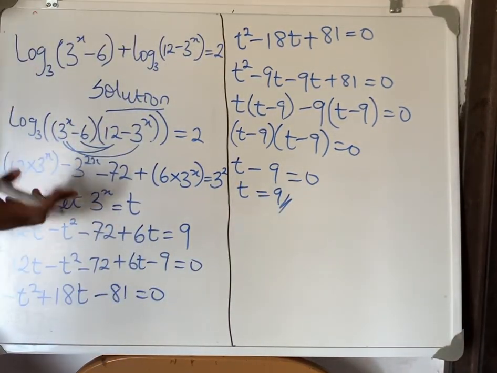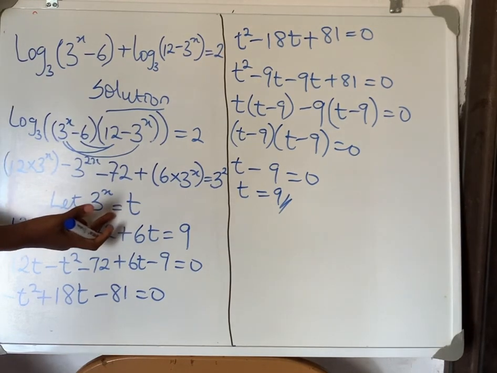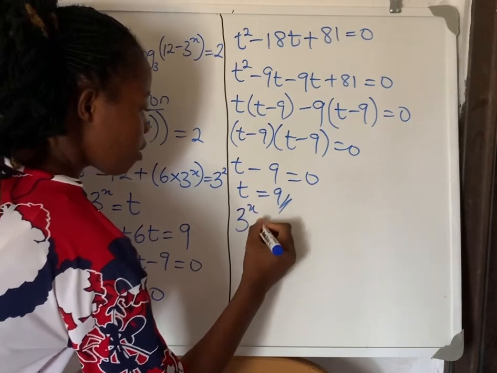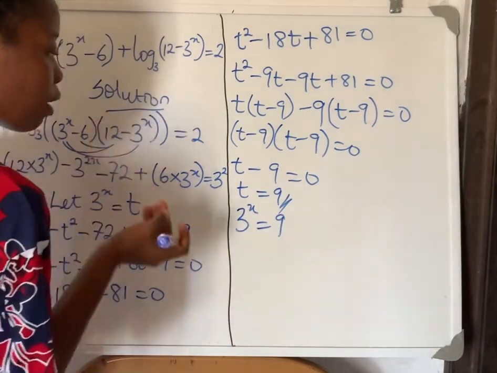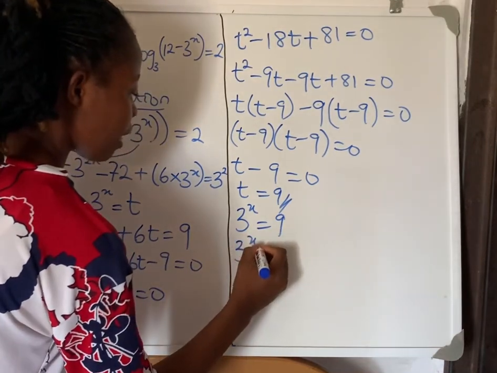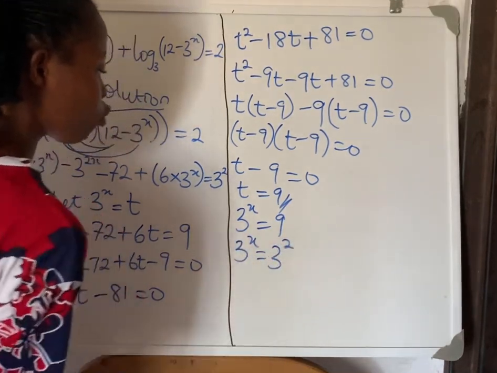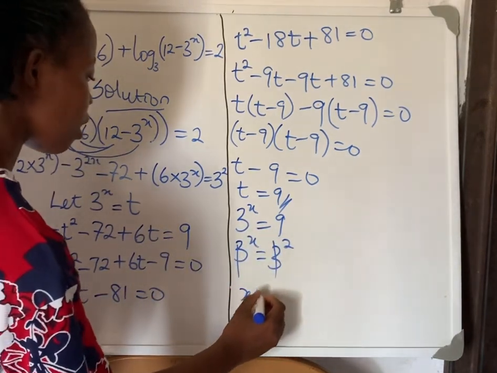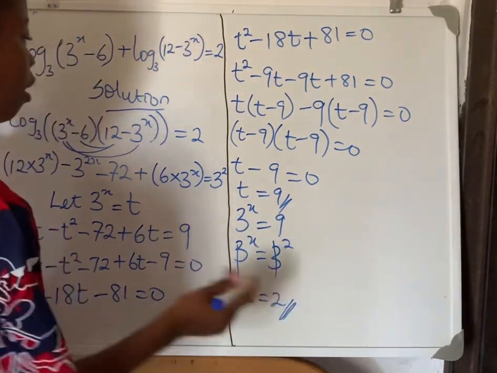Now this is not all. Remember that we said our t is equal to what? 3 raised to the power of x. So now let's put in what we got before, which is 3 raised to the power of x equal to what? 9. So now let's use the law of indices and let's try to break this down. So we have 3 raised to the power of x equal to 3 raised to the power of what? 2. So since the bases are the same, we cancel out. It means that our x is equal to what? 2. So this is our final answer.